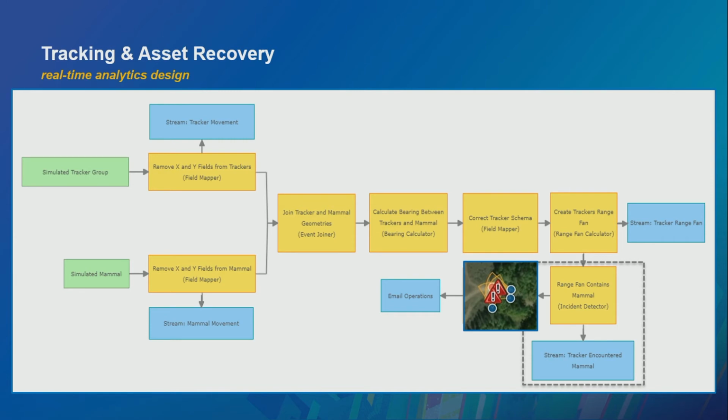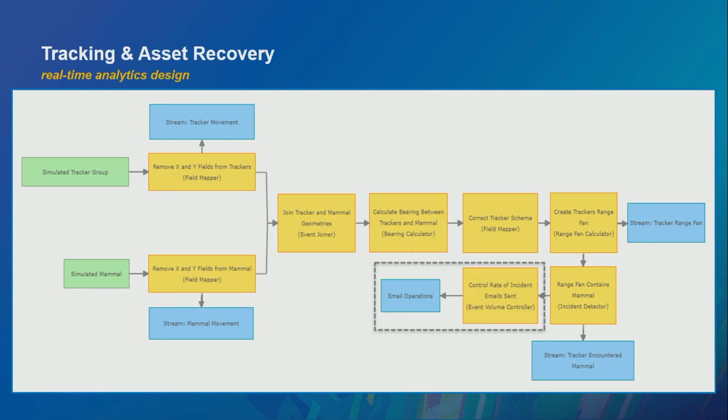Additionally, once we get that range fan, we're passing that to the incident detector to essentially look for when the range fan intersects with the mammal. And once that happens, that's when we can send out a separate notification via its own stream service. And that's how we get these little red exclamation marks here.